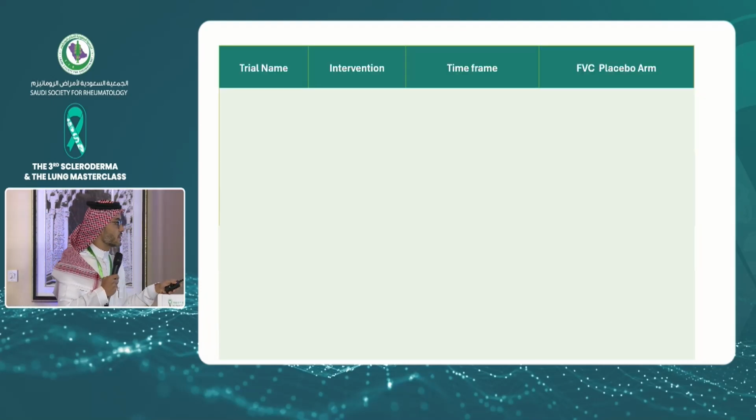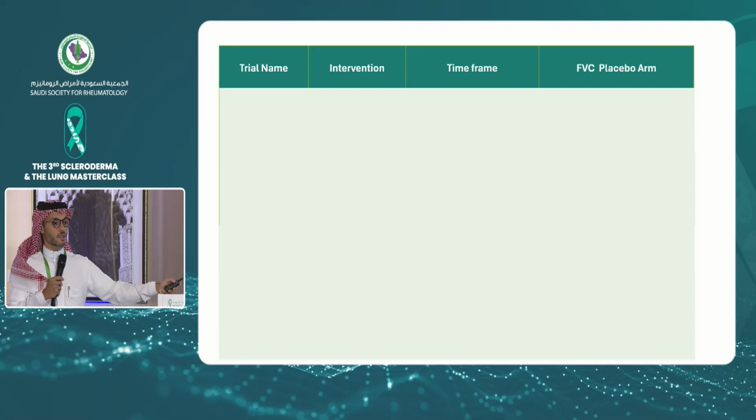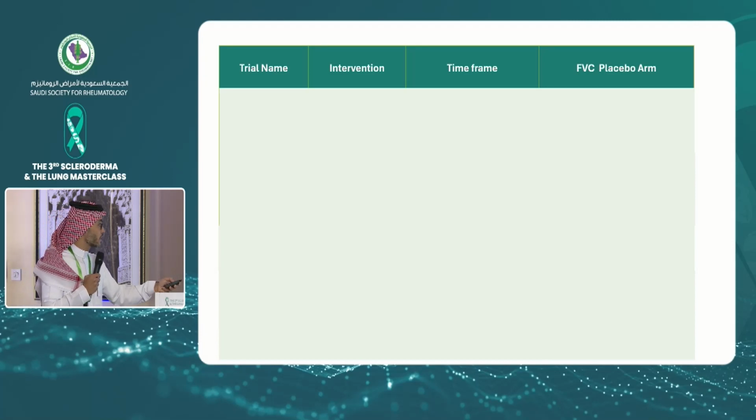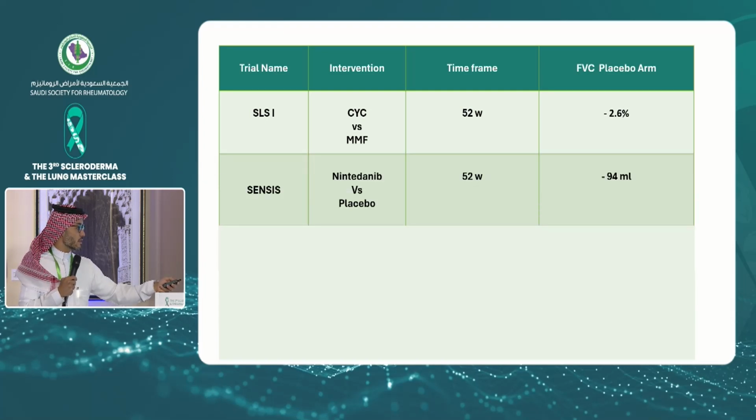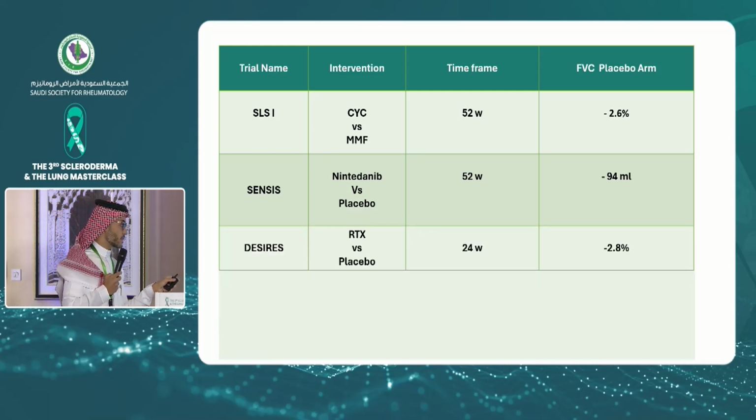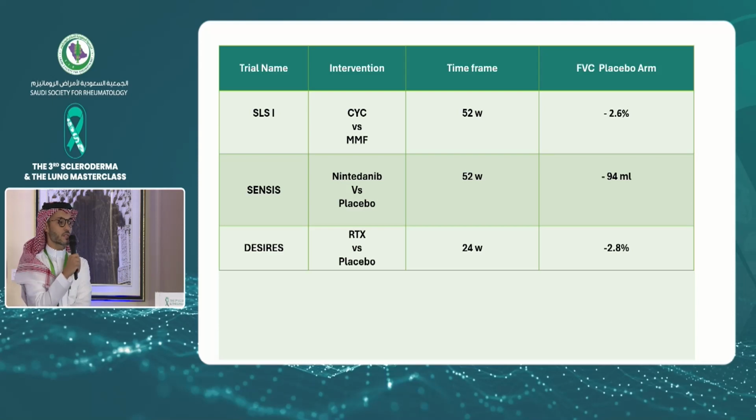How about the morbidity? Lung function is the most commonly measured lung outcome in the scleroderma clinical trials. In the SLS1 trial, over 52 weeks, the reduction in lung function was around 2.6% predicted. In the SENSCIS trial, one of the big trials in scleroderma ILD, over 1 year the reduction was 94 ml. Then the DESIRES trial looked at rituximab versus placebo over a shorter duration, 24 weeks, and the decline in lung function was around 2.8%.